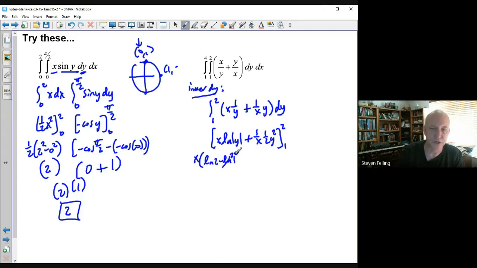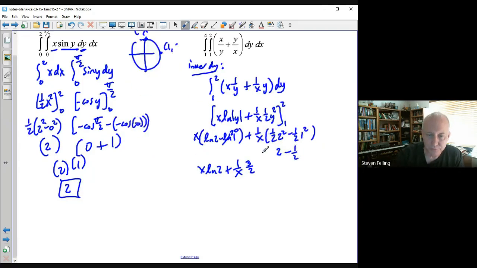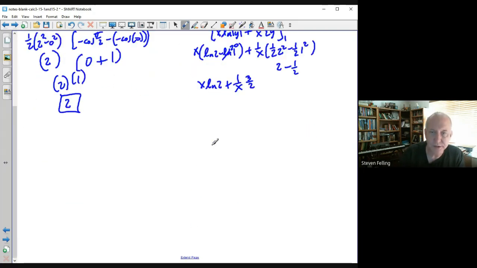But natural log of 1 is 0. And then I've got a constant 1 over x, times 1/2 2 squared minus 1/2 1 squared. So 2 squared is 4 divided by 2 is 2, minus 1/2, which would be 3/2. So it looks like I've got x natural log 2 plus 1 over x times 3/2. Is that right? Yes, okay.